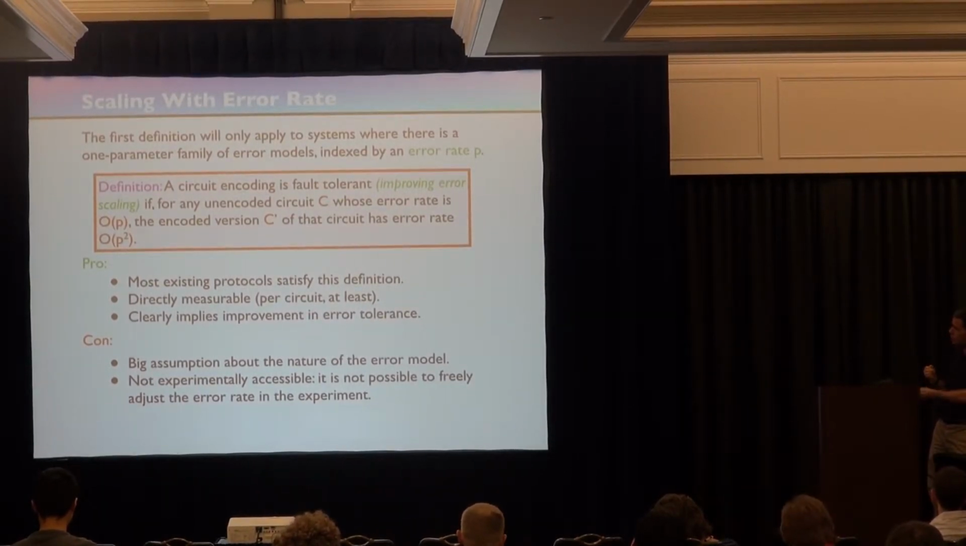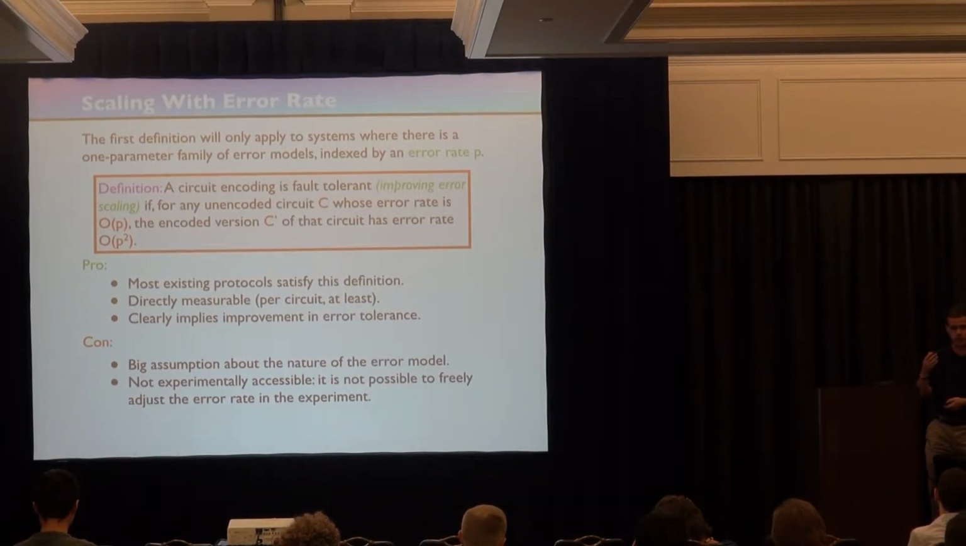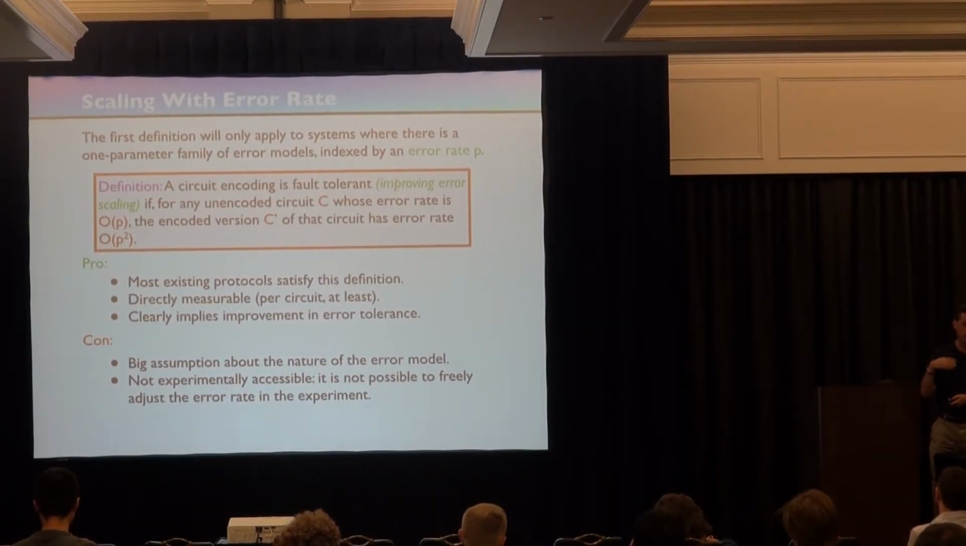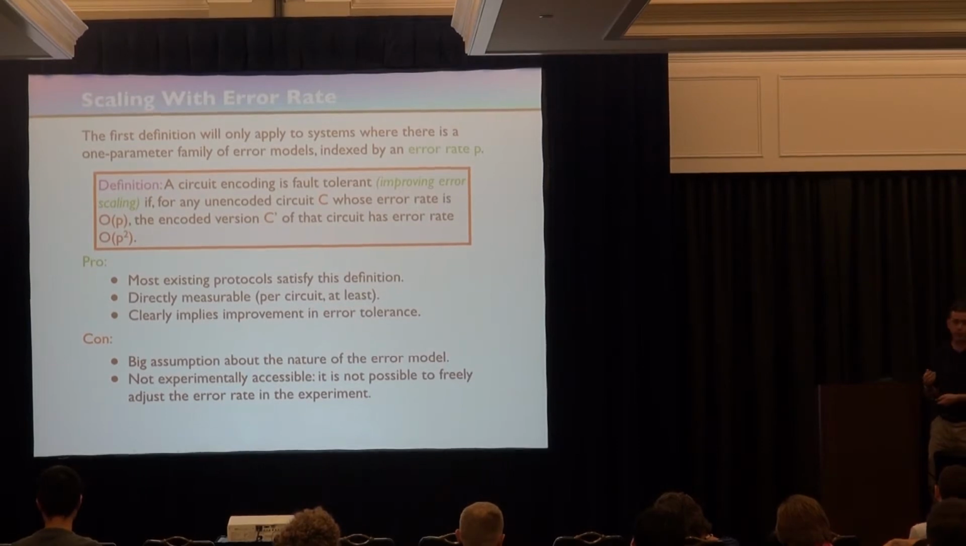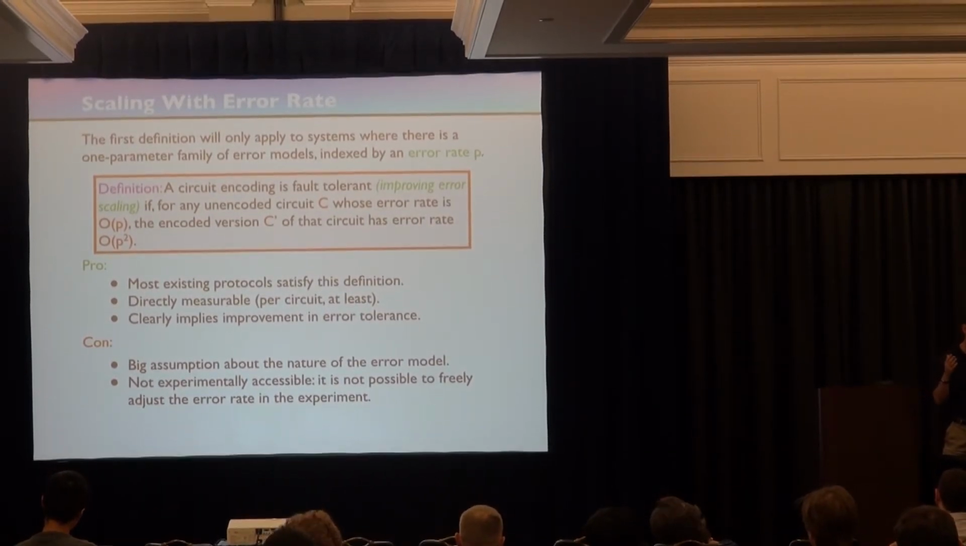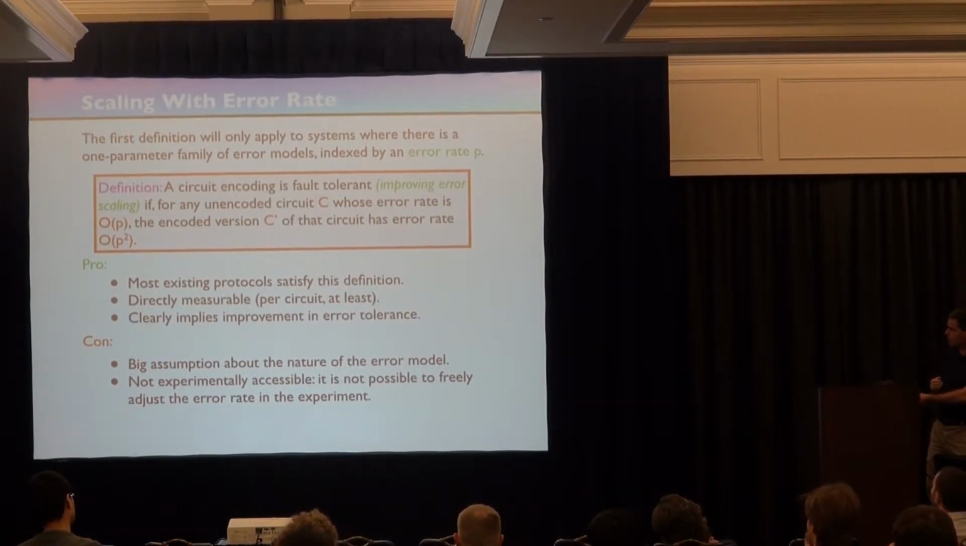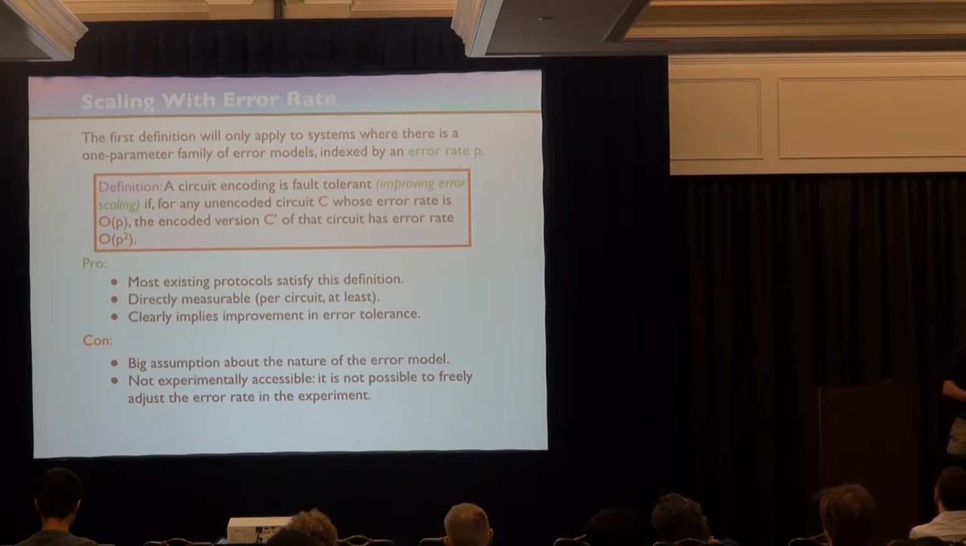But then when you encode it, if the fault tolerance is working, the error rate should go down to O of p squared. Okay? And of course, the way you would verify this is by changing p. If it's a theoretical protocol, that's fine. If it's an experimental protocol, that's not so good. So that's the disadvantage of these protocols.